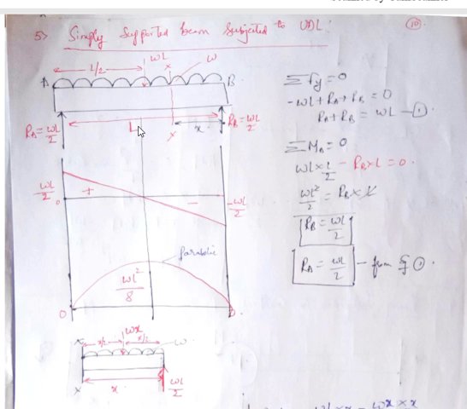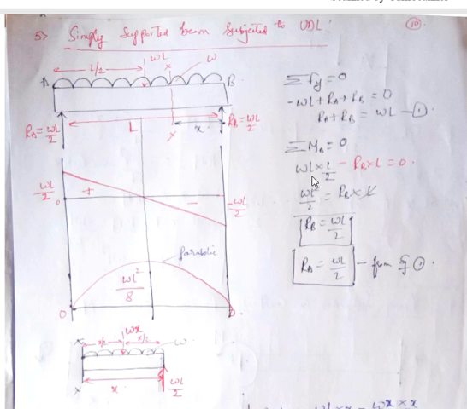This force will give me a clockwise moment with respect to point A, so I'll take it as positive. The force is WL into the perpendicular distance, which is L by 2. There is one more force, that is RA, but the perpendicular distance between point A and this force is 0, so it will become 0.